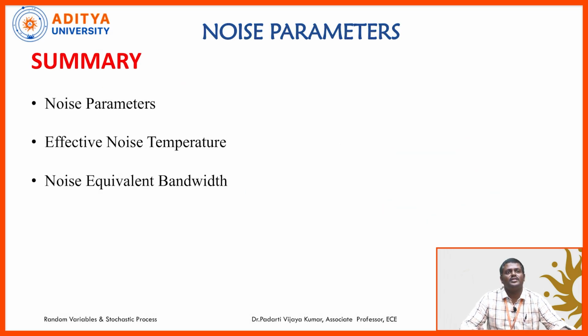In this session, we have defined two noise parameters, effective noise temperature and noise equivalent bandwidth. These two are important parameters for analyzing noise, and we have also seen a few problems on how to compute the effective noise temperature and noise equivalent bandwidth. In the next session, we will see some more noise parameters which will be helpful in analyzing noise. Thank you.